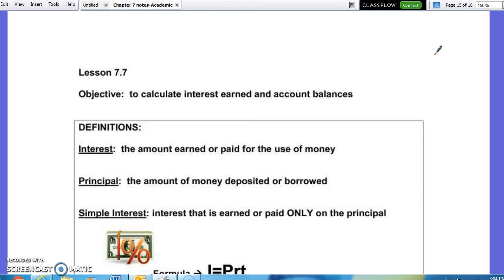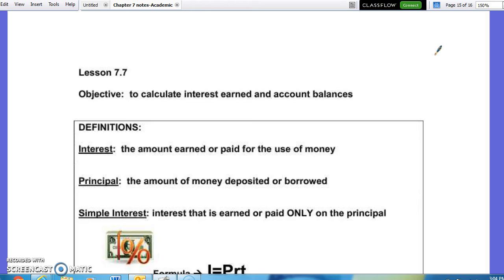You'll see this with bank accounts. If you put money into a savings account in the bank, you will earn interest based off of the amount that you put in that savings account. Or if you take money out from the bank, say for student loans or to buy a house or a car, you will be paying interest on that amount that you took from the bank.